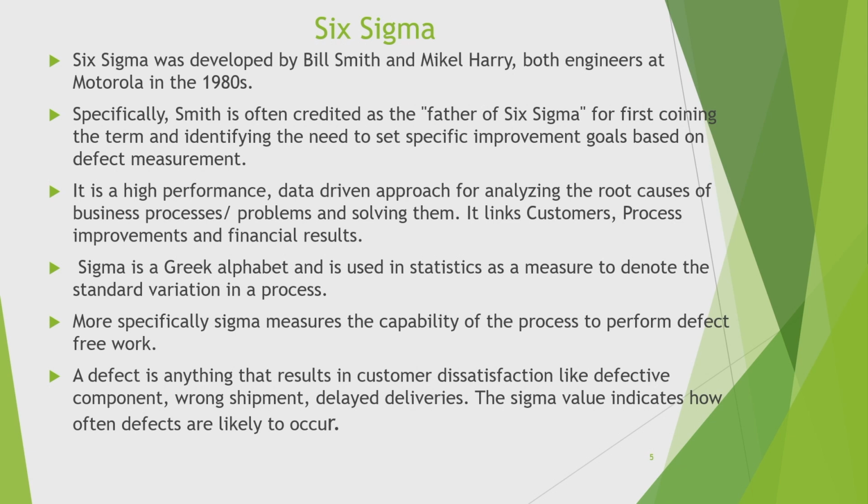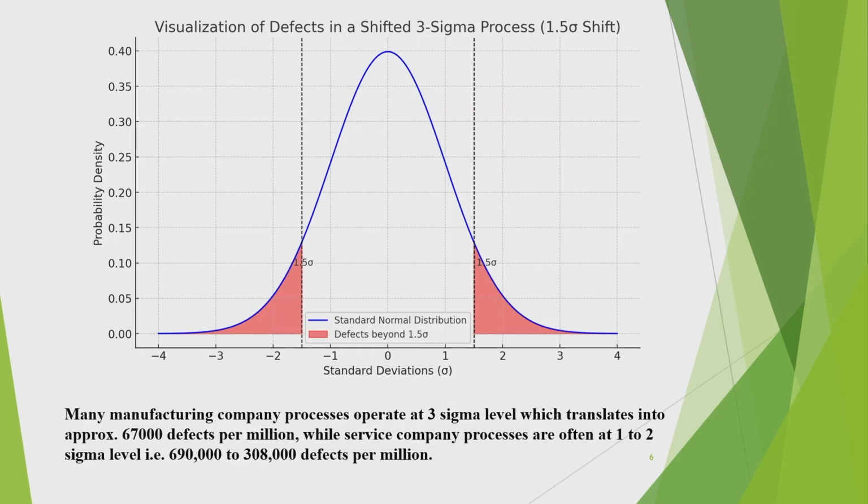So sigma basically is a Greek alphabet. We know that sigma is written like this, and in statistics it is used to measure the standard deviation. More specifically, sigma measures the capability of the process to perform defect-free work. A defect is anything that results in customer dissatisfaction. A defect need not be only a manufacturing defect. We can have a defective component, a wrong shipment, and delayed delivery is also a defect. So the sigma value indicates how often defects are likely to occur.